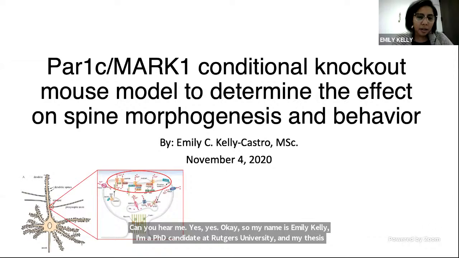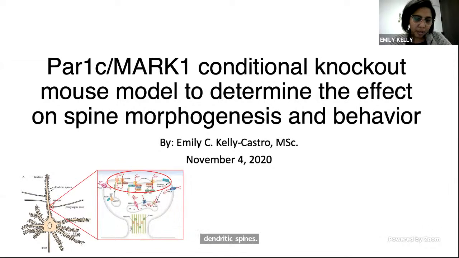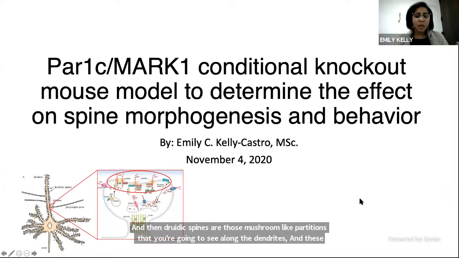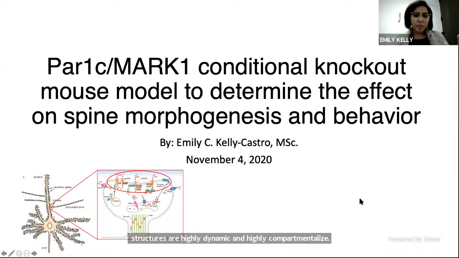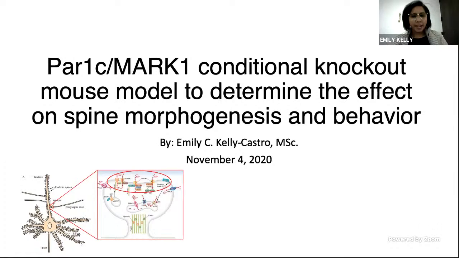When I say they're highly compartmentalized, if we do a close-up of a dendritic spine, we can see different levels of proteins like receptor proteins, scaffolding proteins, and cytoskeletal proteins. All of these proteins play an important role in shaping and in giving numbers to the different spines that would be expressed along the dendrites.